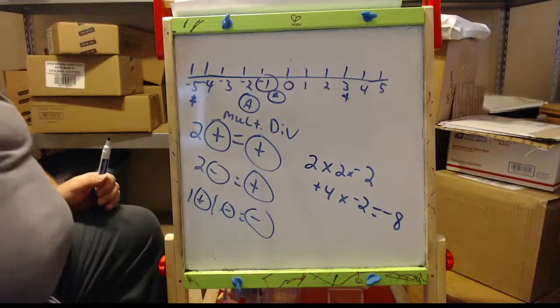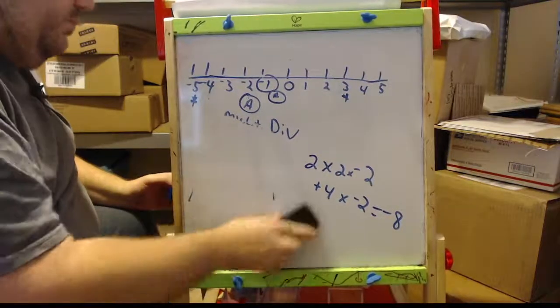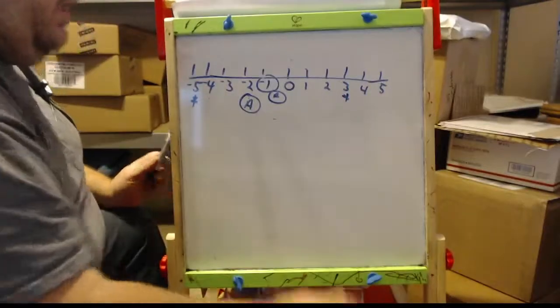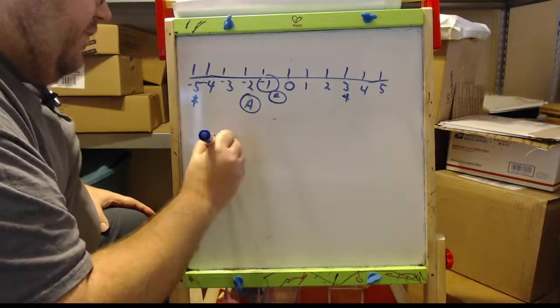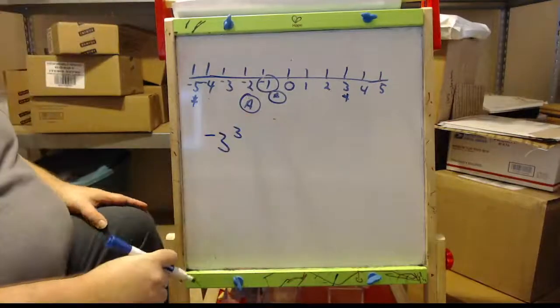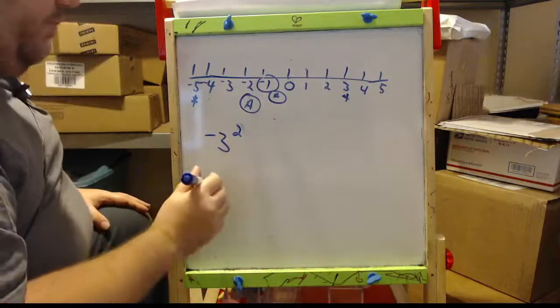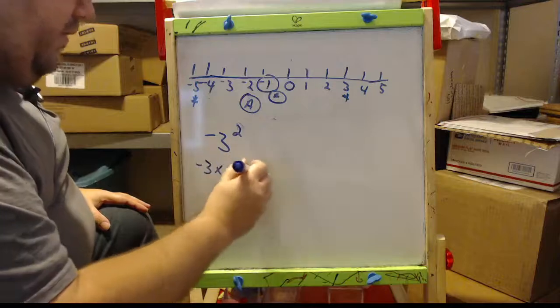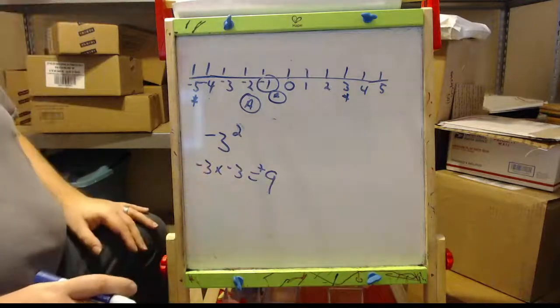Okay. Now, since we're talking about this, let's talk about exponents. What if I had, like, negative 3 cubed? Well, let's start with squared, and then we'll do cubed. Negative 3 squared. So it'd be negative 3 times negative 3. Two negatives, so 3 times 3, positive 9. Okay.